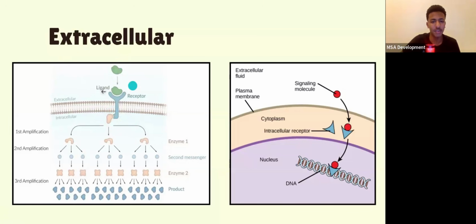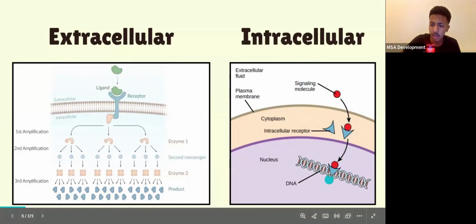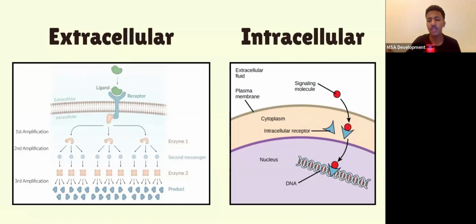And if this is extracellular, this would be intracellular. As we can see, the ligand goes through the plasma membrane, finds its receptor in the cytoplasm, and it then binds to a DNA. And we can kind of predict from this diagram that it's affecting gene transcription, gene expression. Okay.